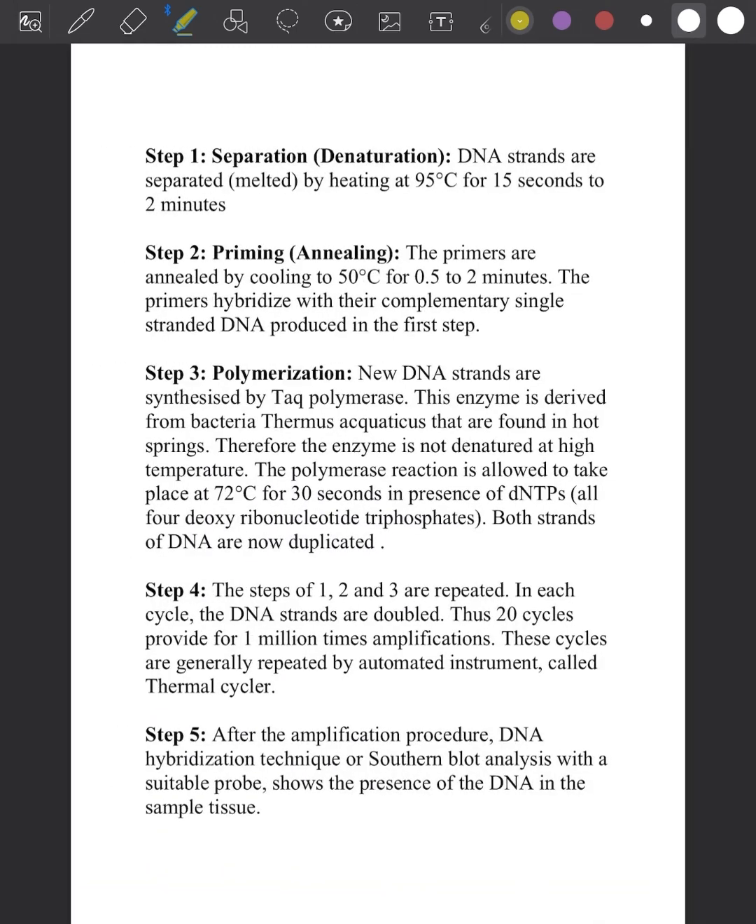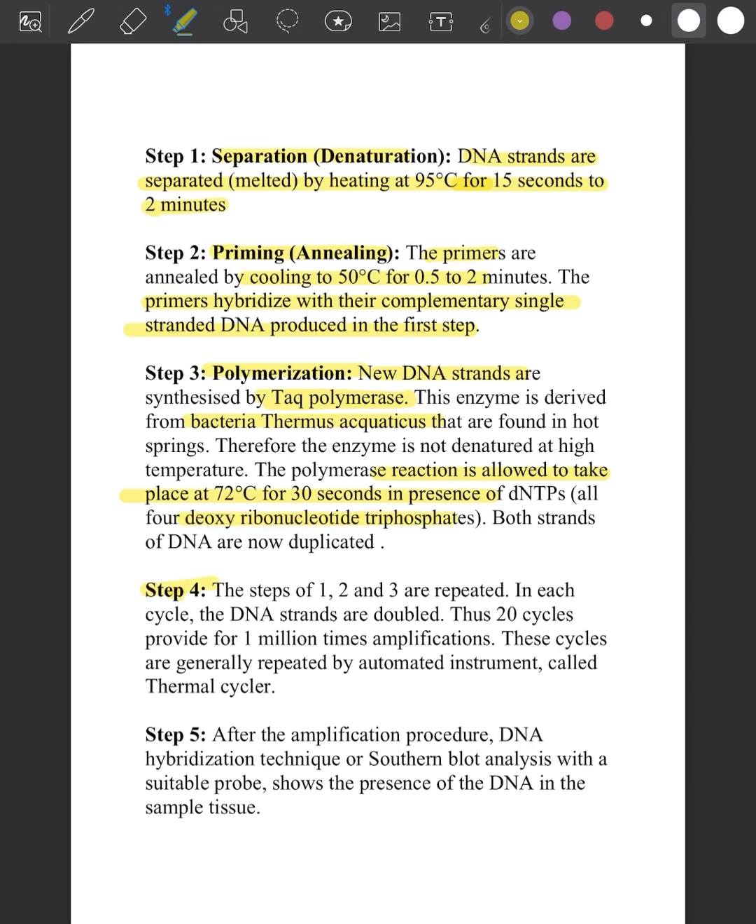As we see in detail, the first step is separation or denaturation, in which the DNA strands are melted by heating at 95 degrees Celsius for 15 seconds to 2 minutes. In priming or annealing, the primers are annealed by cooling to 50 degrees Celsius for 0.5 to 2 minutes. The primers hybridize with their complementary single-stranded DNA that is produced in the first step. Polymerization or extension is where the new DNA strands are synthesized by the enzyme Taq polymerase, which is derived from the bacteria Thermus aquaticus. This reaction takes place at 72 degrees Celsius for 30 seconds in the presence of deoxyribonucleotide triphosphates.